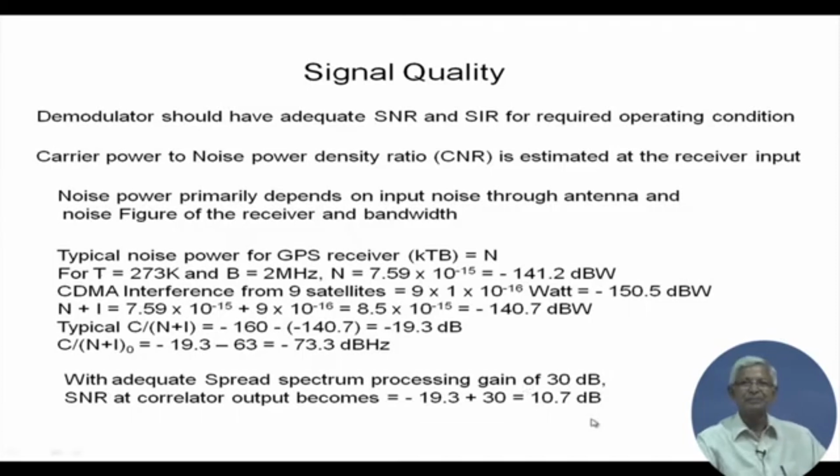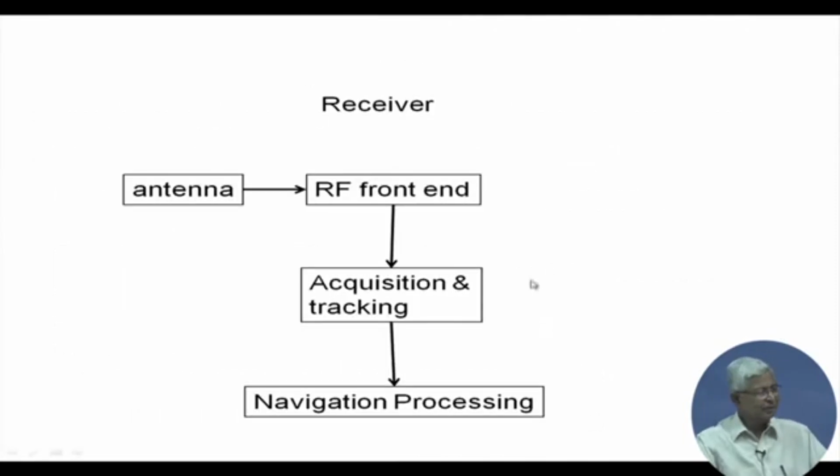Just a quick calculation. Let us go back to our receiver block diagram. It has an antenna, which need not be fully omnidirectional, but at least should look at the sky. So, it is the antenna, and the RF front end, which has the RF amplifiers, etc. And then after digitization, it does the acquisition and tracking in the search space, and once the data is found, it goes into navigation processing. It extracts the data, does the linearization, and finds out its position, velocity, and time.